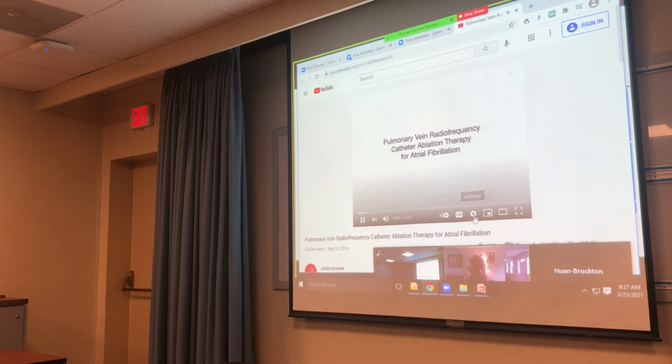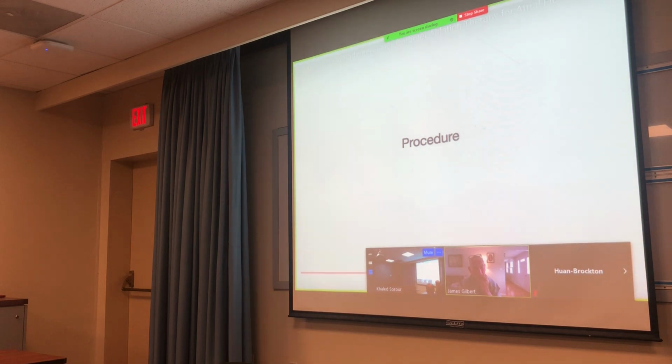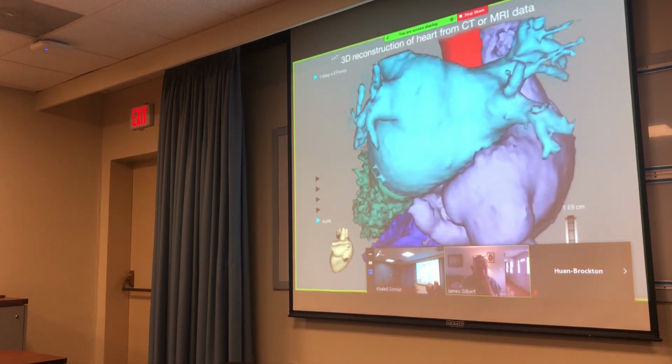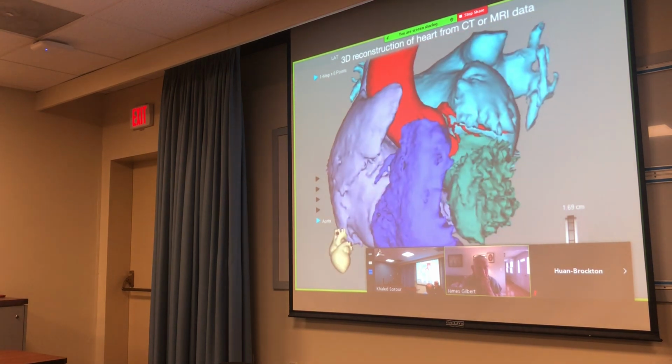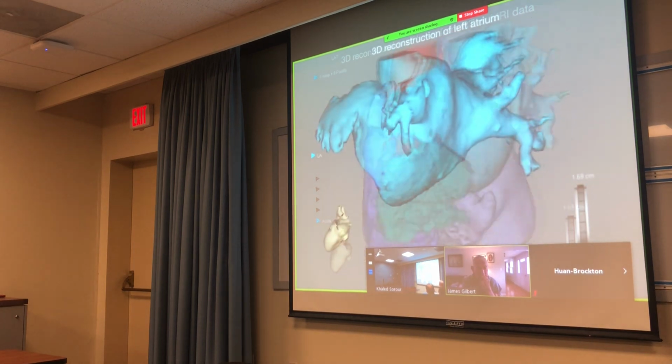This video provides an overview of circumferential pulmonary vein radiofrequency catheter ablation. Let's get to the procedure part of this. A three-dimensional reconstruction of the heart is generated from cardiac computed tomography or magnetic resonance imaging data using electrical anatomical mapping software.